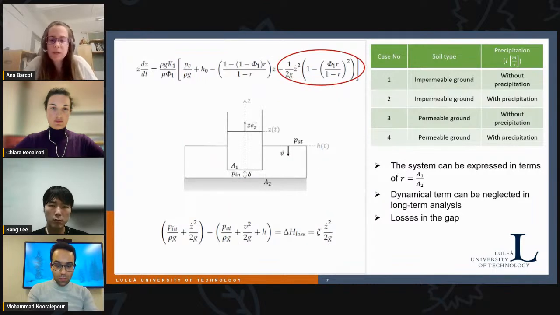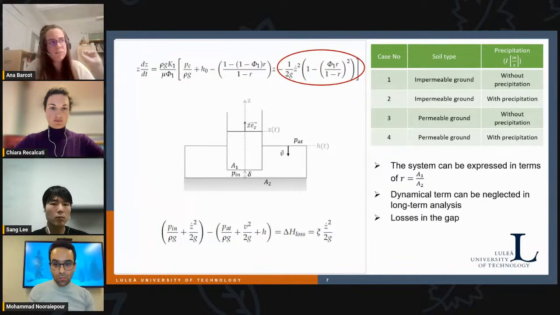Interestingly, the dynamical term can be neglected. So in the long-term analysis, we have verified this by deriving an analytical solution, which is in case 1, and also we have checked this with numerical simulations, and we have compared what happens when we include and/or ignore the dynamical term in our system.